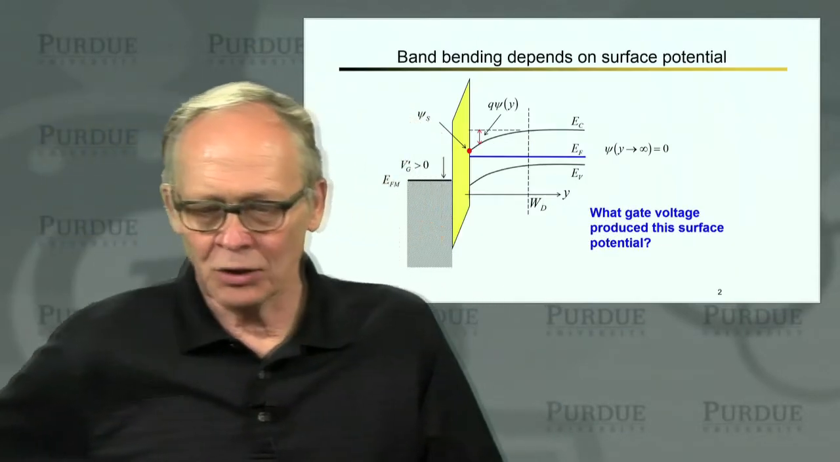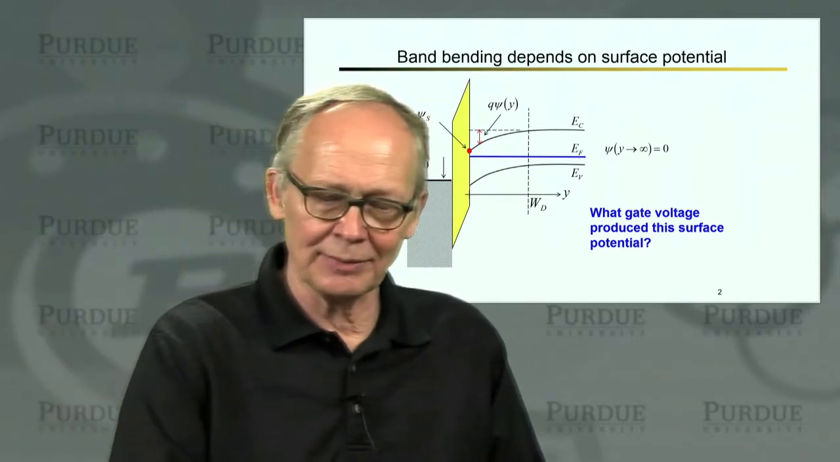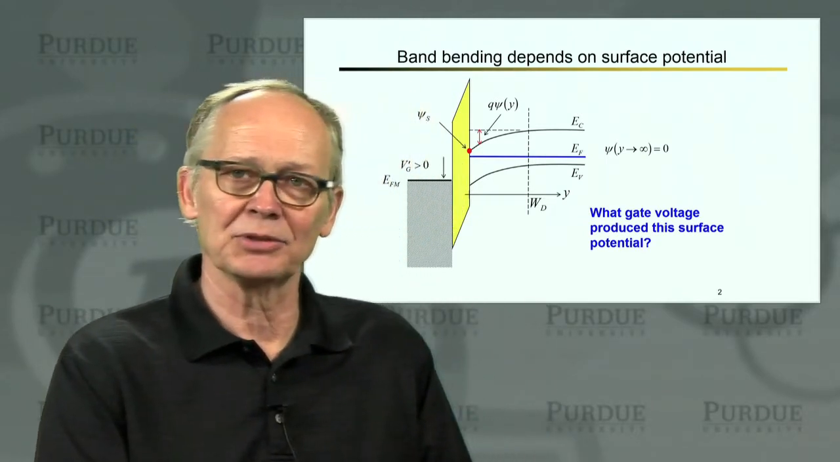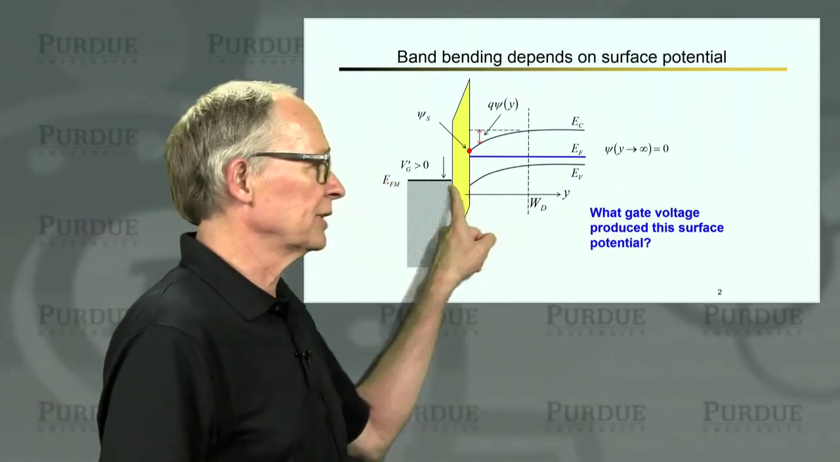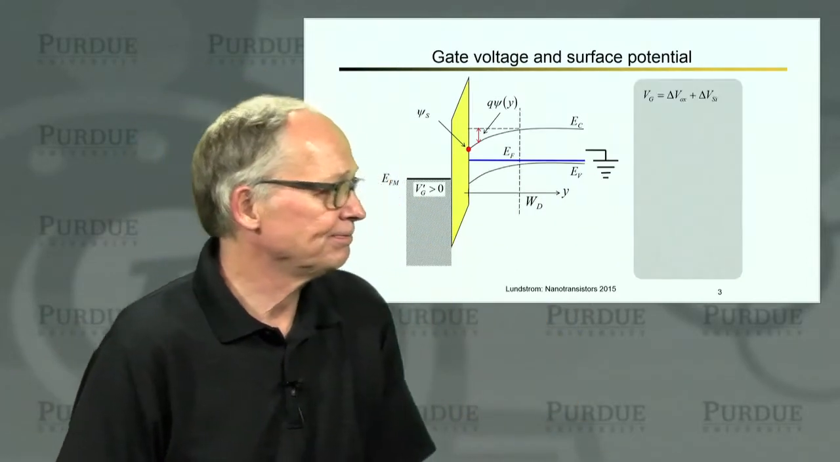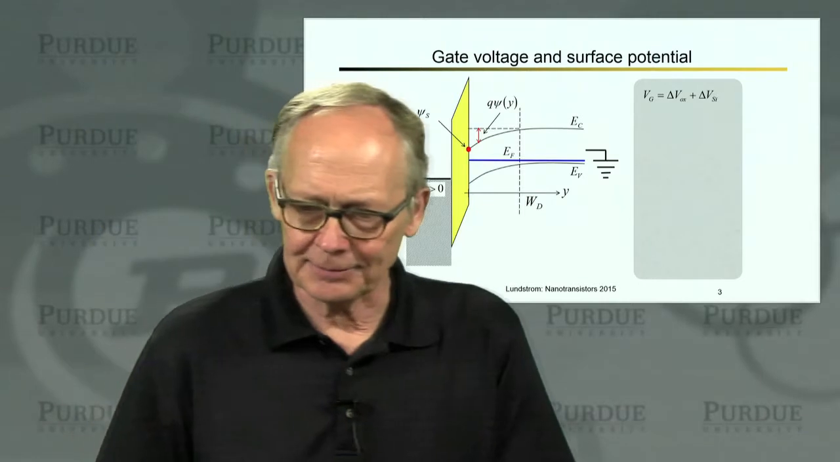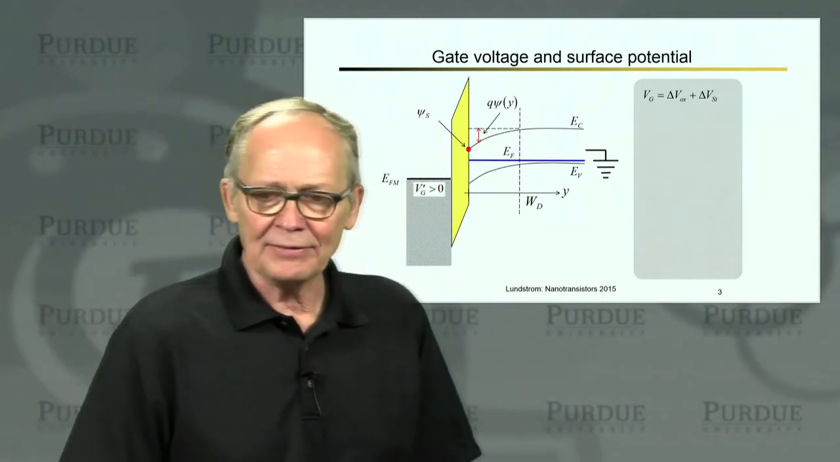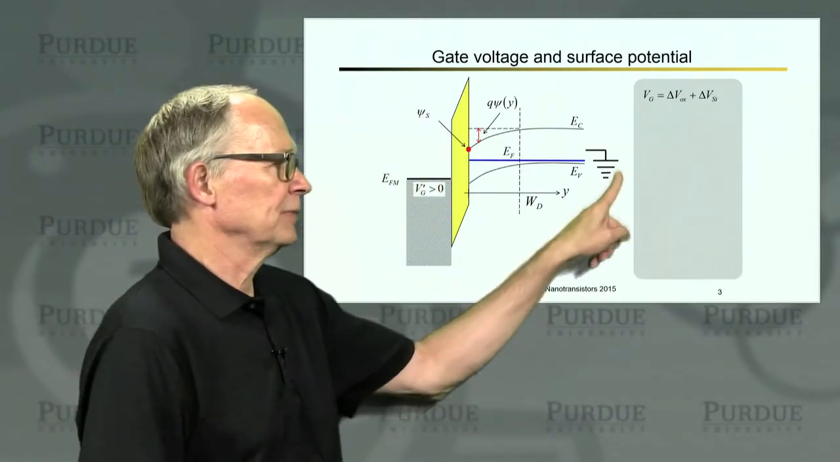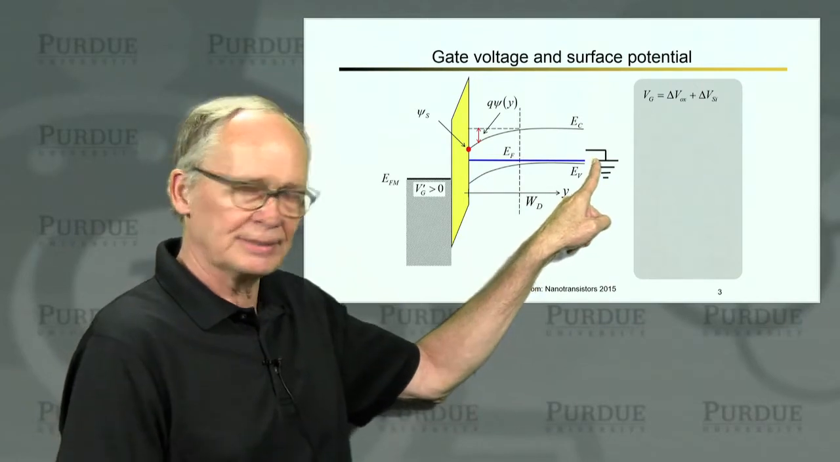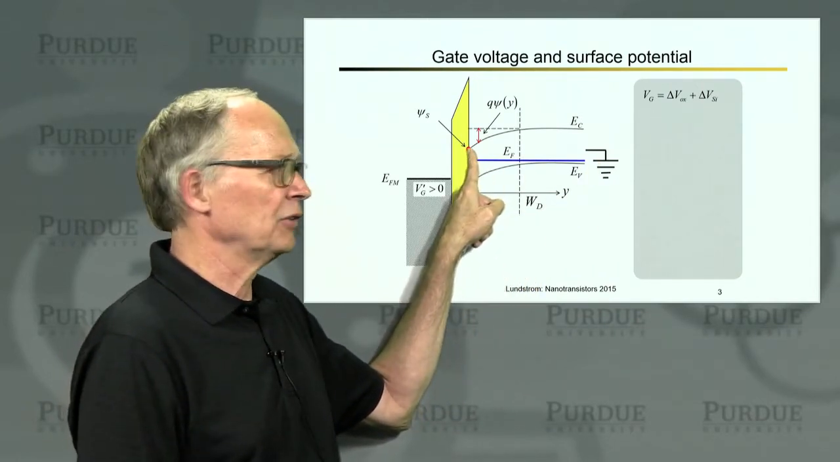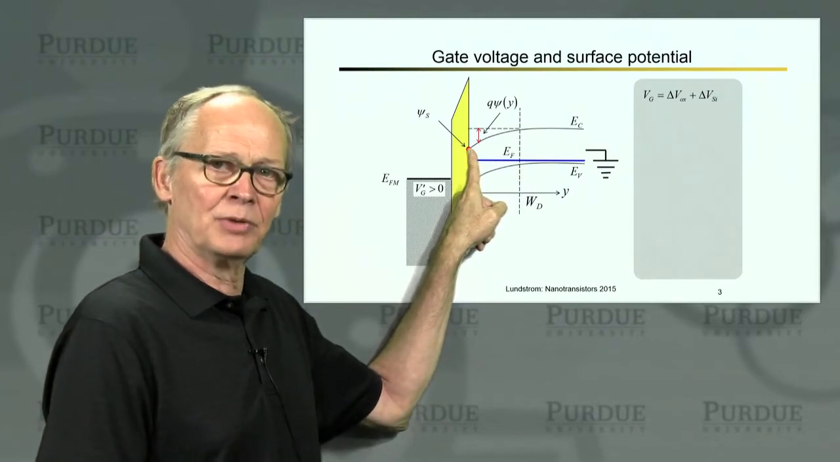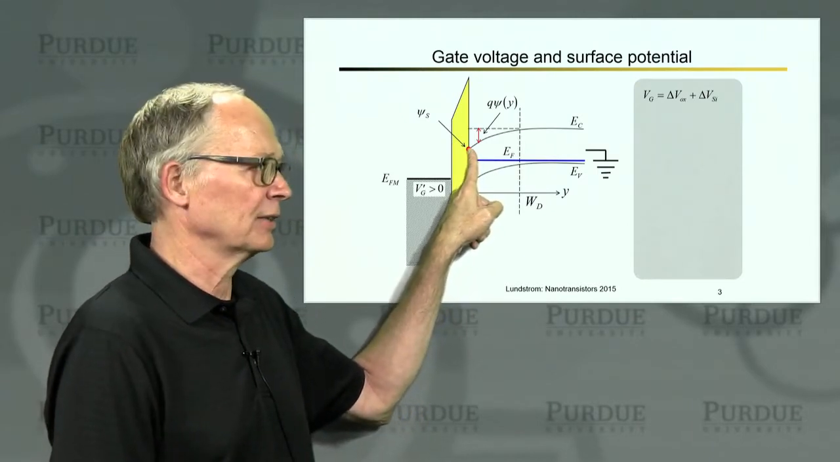Okay. So the question is, we're given a semiconductor situation, we have some surface potential. What gate voltage did we apply to produce this surface potential? All right, so let's look at this. The gate voltage is the sum of two voltages. The voltage is 0. We've grounded the semiconductor. The volt drop across the semiconductor is the surface potential. That's how much the voltage changes across the semiconductor.